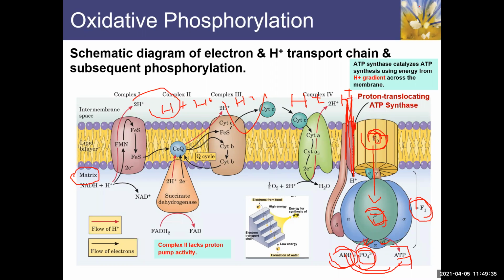While electrons were transmitting from one complex to the other complex, what happened? Yes, some of the energy was released. And what did we use that energy for? Very good. Oh my God, everybody is replying. Yes, we used that energy to pump the protons. So where did we pump the protons? From where to where? Very good.